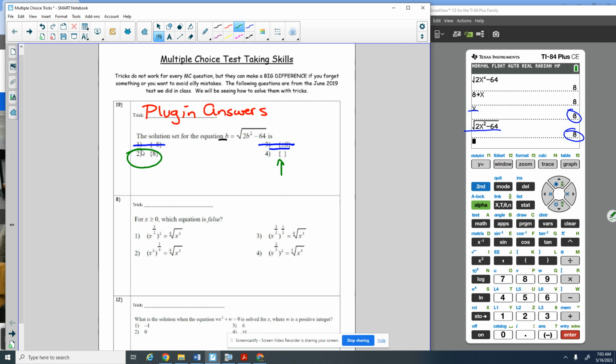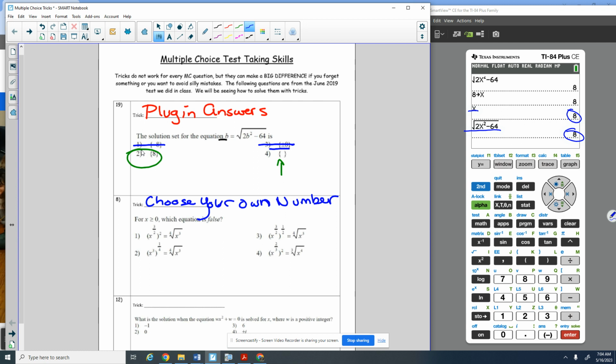Now the second trick is called choose your own number. So choose your own number. We don't necessarily have answer choices to use, right? There aren't any like x equals 5 or anything like that. But we have something algebraic with variables, and we're seeing if two things are equal.